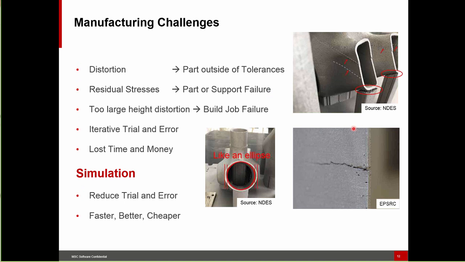So a couple of examples of this. This is where we work with an organization called Endes. Endes is a reseller of EOS machines. It's one of the partners that we are working with. And of course, the first one is really distortion, the fact that we wanted this to be nice straight sections. We'll see later that we are able to predict that amount of distortion. It's out of tolerance. We can't assemble the structure correctly.